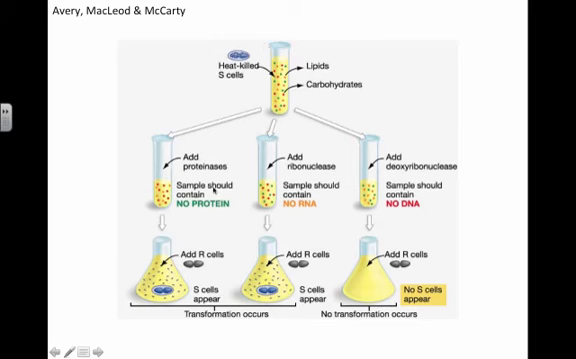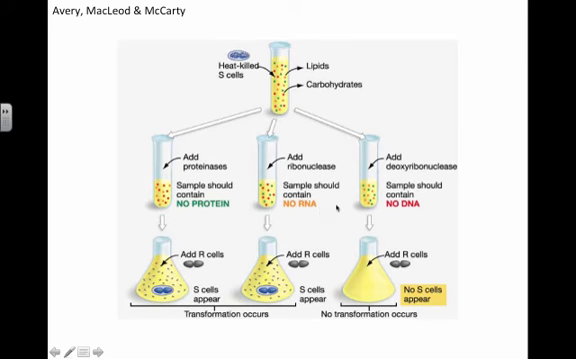And so then to this tube they added proteinases, and of course proteinases chop up proteins. This sample shouldn't contain any protein. And then to another sample they put RNases, ribonucleases, and so that should degrade the RNA. And then to this third one they added DNases, and so that should contain no DNA. And then they added live R cells and looked at, do we get S cells? Do we get transformation? And in the tube where they degraded protein, they got transformation.